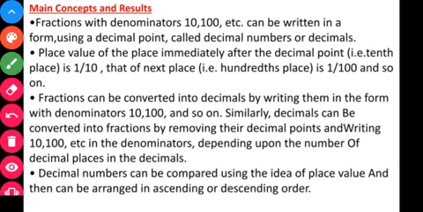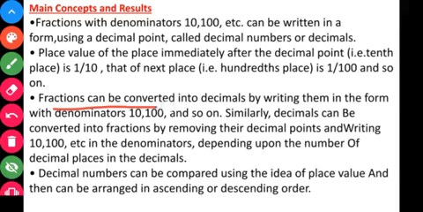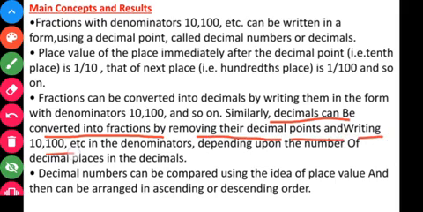Next, a fraction can be converted into a decimal by writing it in the form with denominator 10, 100, and so on. Similarly, a decimal can be converted into a fraction by removing the decimal point and writing 10, 100, etc. in the denominator, depending upon the number of decimal places in the number. So try to understand, this is very important.